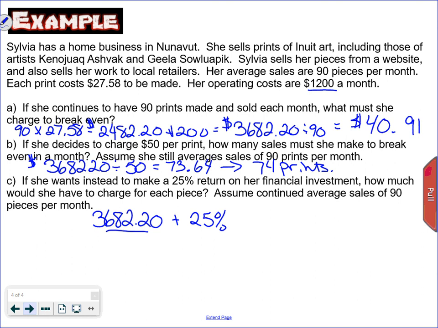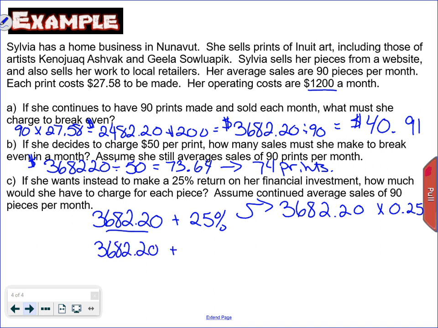So for the 25%, we need to take the $3,682.20 and multiply it by 0.25. So when we do that, that will be an extra $920.55. So now if we add those two together, that's now $4,602.75 that she needs to cover.